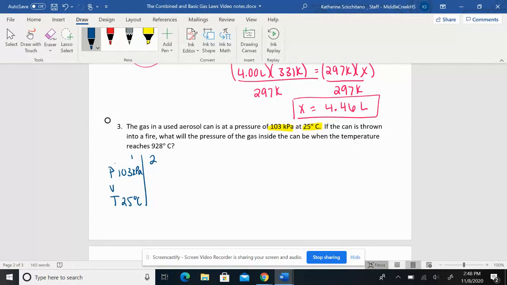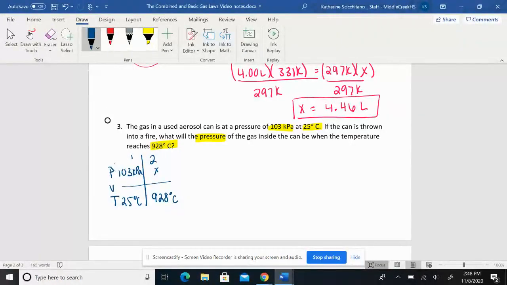If the can is thrown into a fire, what will the pressure of the gas inside the can be when the temperature reaches 928 degrees Celsius? So we have our second temperature, but the question is asking for the second pressure. Second pressure is X, and our second temperature is 928 degrees Celsius. It does not say anything about volume, so we can assume that it's staying the same.